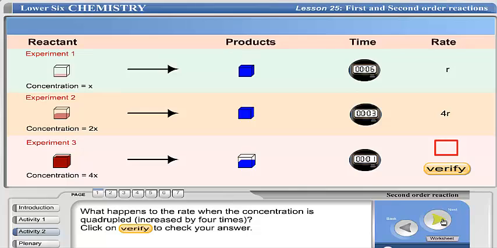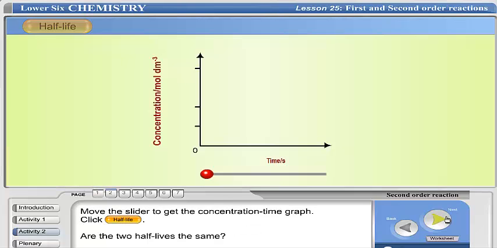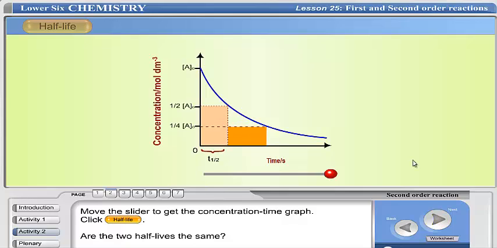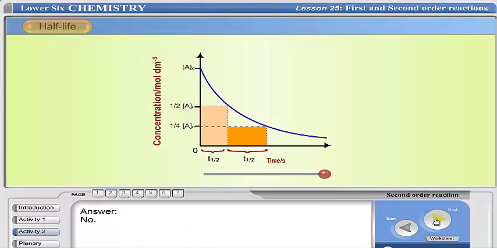What happens to the rate when the concentration is quadrupled, increased by 4 times? Click on Verify to check your answer. Move the slider to get the concentration time graph. Click Half-life. Are the two half-lives the same? Answer: no.